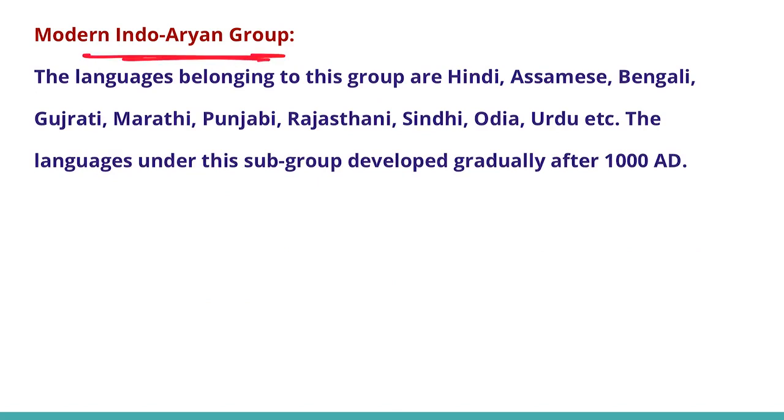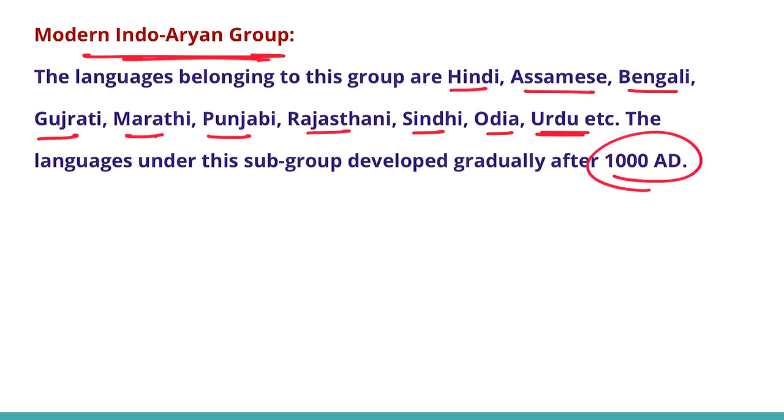Modern Indo-Aryan groups. The languages that belong to this group are Hindi, Assamese, Bengali, Gujarati, Marathi, Punjabi, Rajasthani, Sindhi, Odia, Urdu and so on. So the languages under this subgroup developed after 1000 AD, and these languages are mainly spoken in northern, western and eastern parts of India.